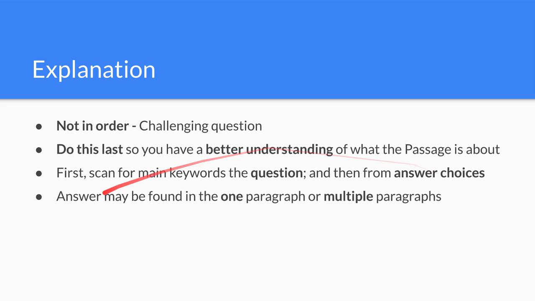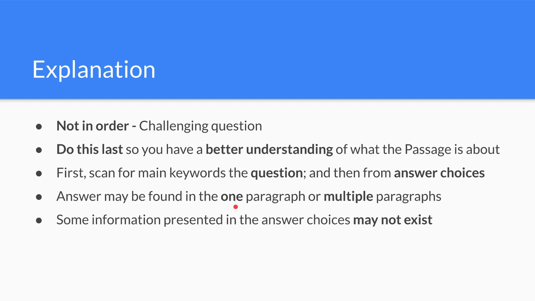Next, you need to know that the answer to the question may be found in one paragraph or in multiple paragraphs. Most of the times, you're going to be finding the answer to the question in multiple paragraphs. So for example, if there are 2 different answer choices, then you might find one answer choice in one paragraph, and you might find the next answer choice in a completely different paragraph. Next, you need to know that some information that is presented in the answer choices may not exist. So the answer choice may talk about certain ideas that are not even mentioned in the reading passage.